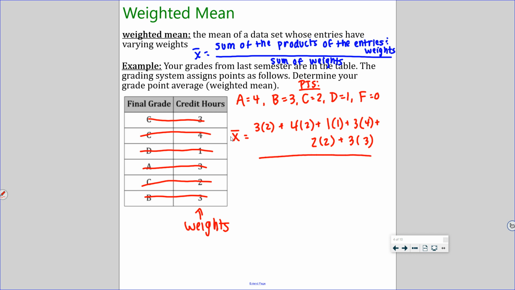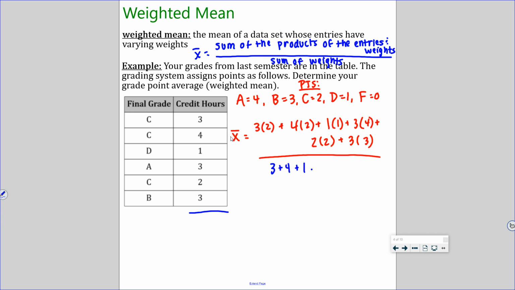divided by the sum of all of our credit hours. So maybe I can show this. Add up all these. 3 plus 4 plus 1 plus 3 plus 2 plus 3. Okay. I got 2.5. Obviously, you have to find this first. I think I wrote this right now. Hold on, let me make sure this math is right.